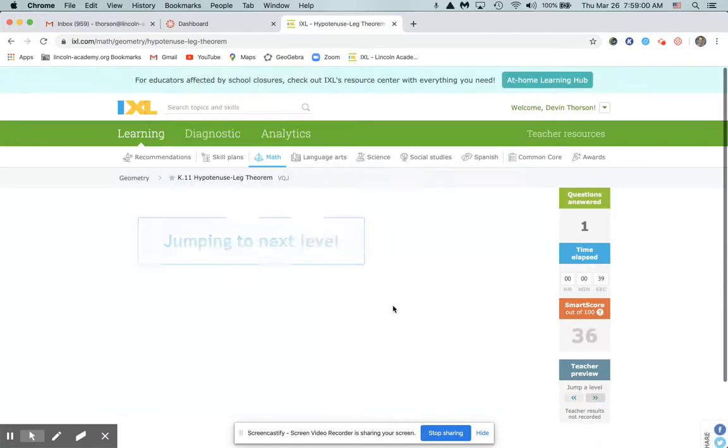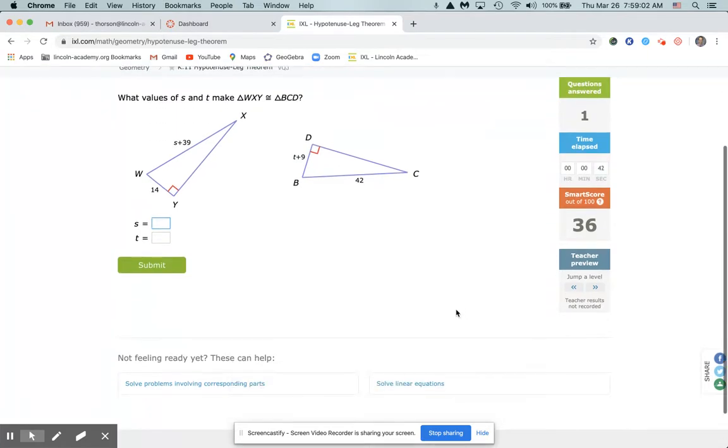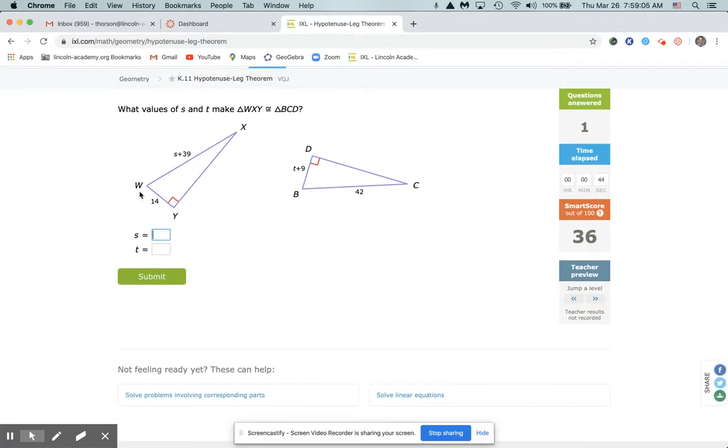Just be warned, you are going to get to some that require a little bit of algebra. What I mean by algebra is, look, the hypotenuse of the one triangle is S plus 39. The hypotenuse of the other triangle is 42. Well, if the two triangles are congruent, S plus 39 must equal 42. So you set up the little simple equation, minus 39 from 42. We find out S must be 3. Likewise, T plus 9, if it corresponds to 14, T plus 9 must equal 14. So if I minus the 9 off, I get T is 5.